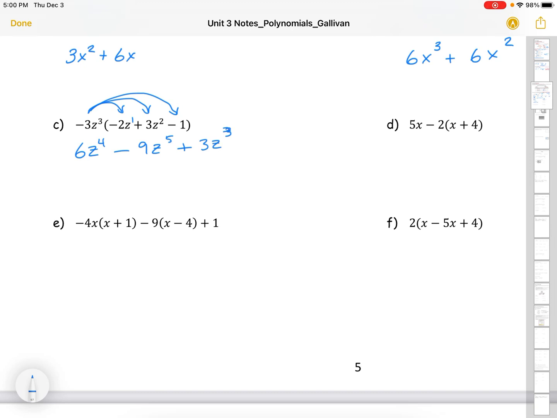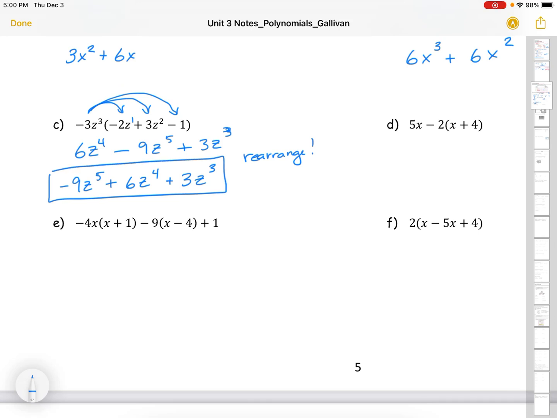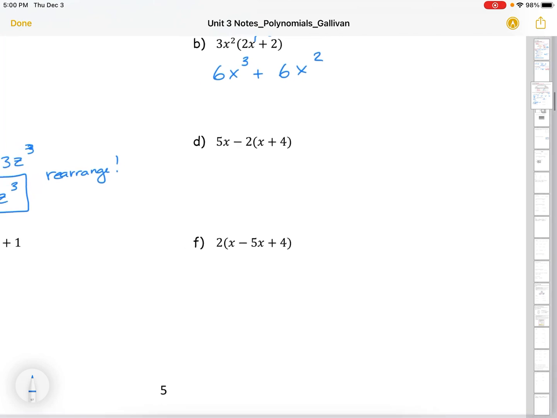Now, they're not in the right order, so we do want to rearrange, because we always want to go from the highest to the lowest, right? So this will be negative 9z to the 5 plus 6z to the 4 plus 3z cubed. And that would be the correct answer. Okay? Put it in that correct answer form.